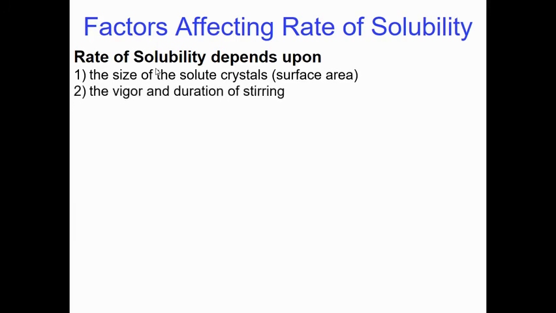Okay. The next thing that affects the solubility of a solute in a solvent is the vigor and duration of stirring. So if you put sugar in water, like making Kool-Aid or something, and you just let it sit there, it's going to dissolve eventually. But if you give it a little stir, it's going to dissolve faster. That's going to affect the solubility. So, the vigor and the duration of stirring.